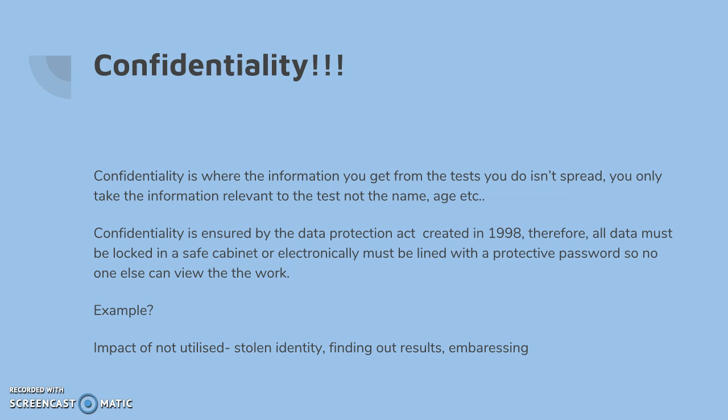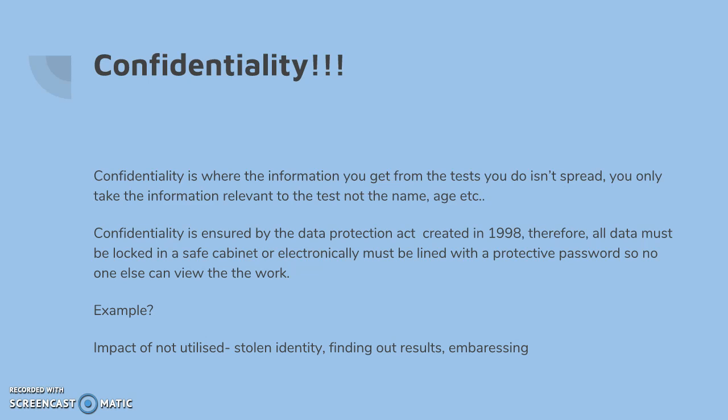So let's start off with confidentiality. Confidentiality is where the information you get from tests you do not spread. You only take the information relevant to the test, not the name or age or gender, etc. Confidentiality is assured by the Data Protection Act, created in 1988. Therefore, all data must be locked in a safe cabinet or electronically must be locked with a protective password so no one else can view the work.